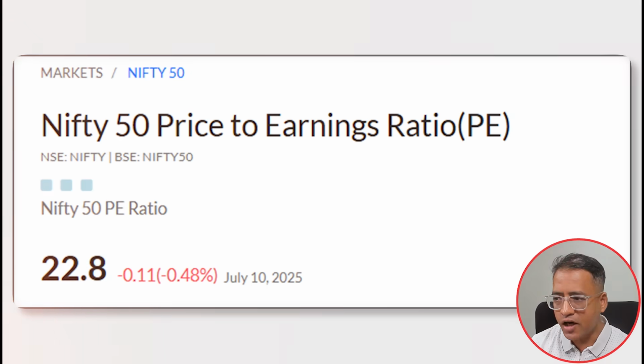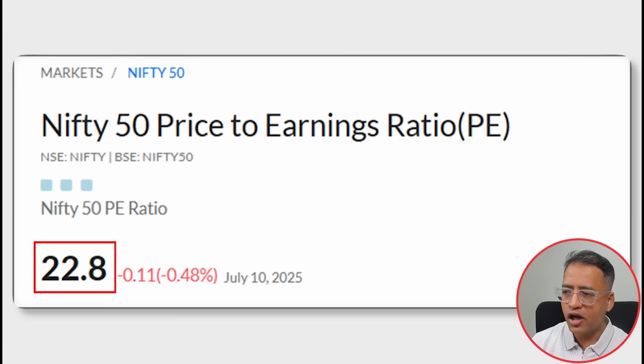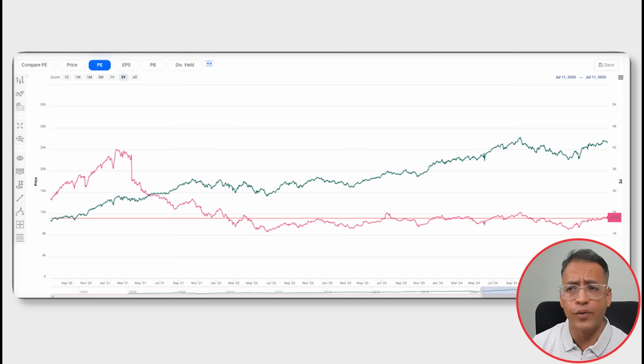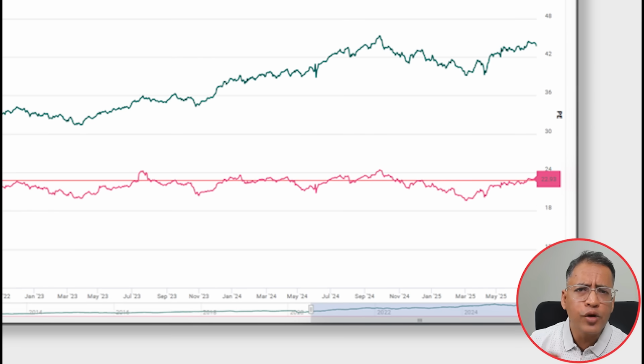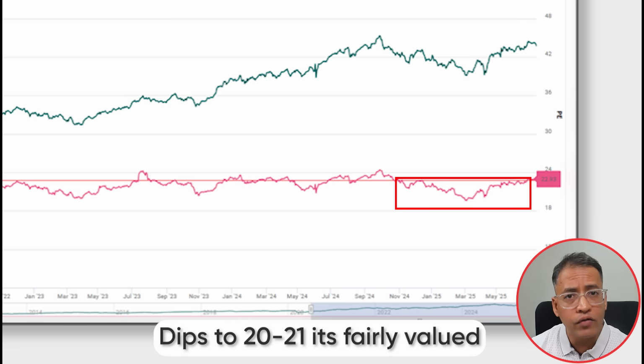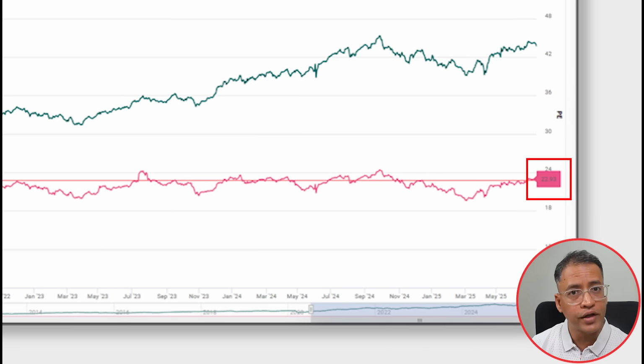Now, coming back to our main topic here, let us also look at Nifty 50's PE ratio and compare it from a history perspective. What do you see? The current PE ratio, at the time of recording this video in early July 2025, is at around 22.8. If you go back and look at the history of the PE ratio, look at this pink curve that you see: typically when it goes beyond 24 or 25, it starts to become overvalued territory. And when it dips to, let's say, 20, 21, this becomes a fairly valued zone. Right now, it is already touching 23.